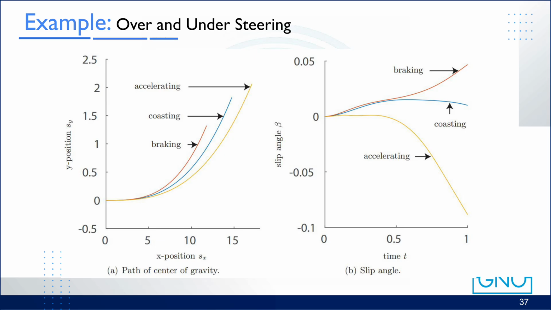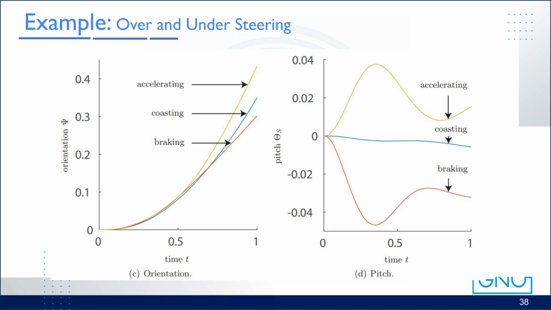On the right, we can see the slip angle beta changing over time. During braking, beta increases in the positive direction. That means the vehicle's rear is sliding outward, indicating oversteer. During acceleration, beta decreases, showing understeer, where the front pushes outward instead. In short, understeer happens when the front loses grip, and oversteer happens when the rear loses grip. Understanding this balance is key to vehicle stability and control.